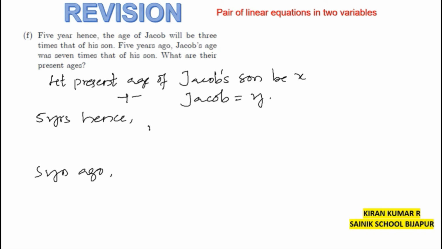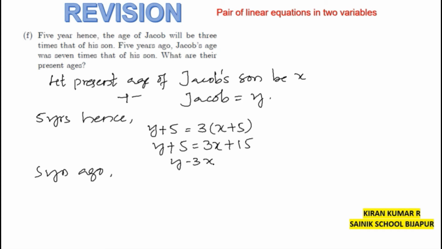5 years hence, Jacob's age y plus 5 will be 3 times x plus 5. Further on simplification, we get y plus 5 equal to 3x plus 15. So y minus 3x will be equal to 10. Let this be equation 1.